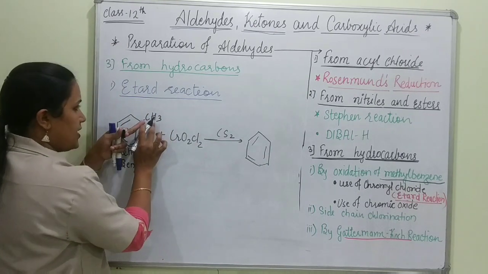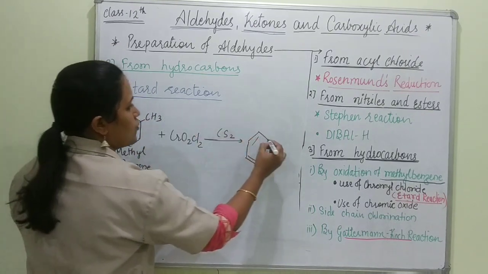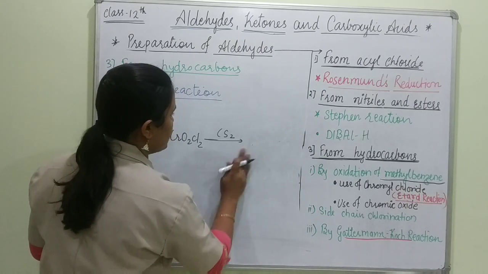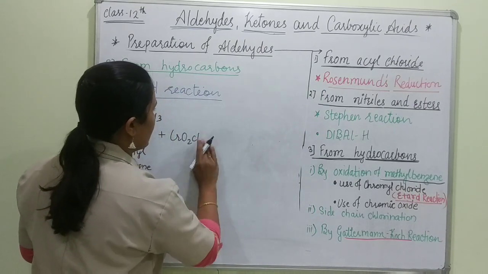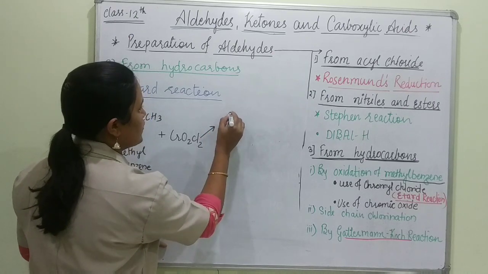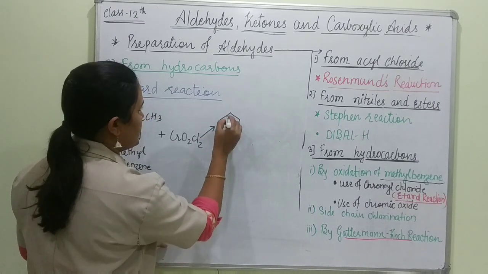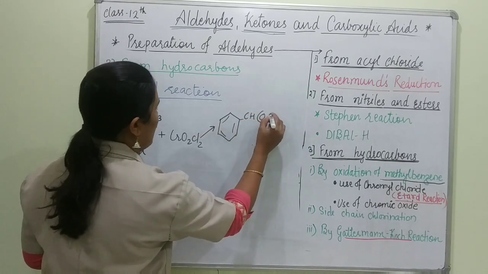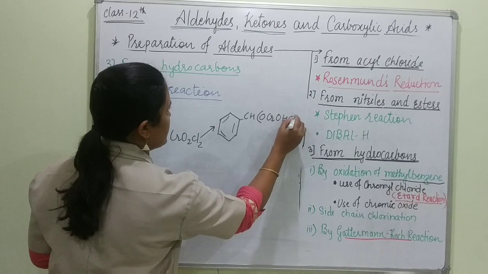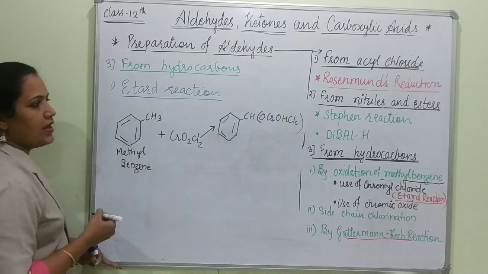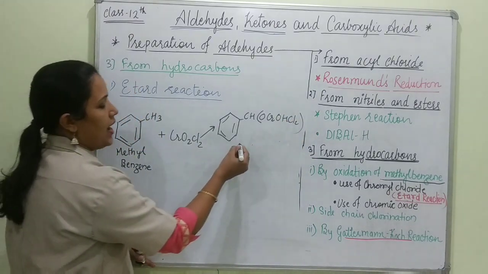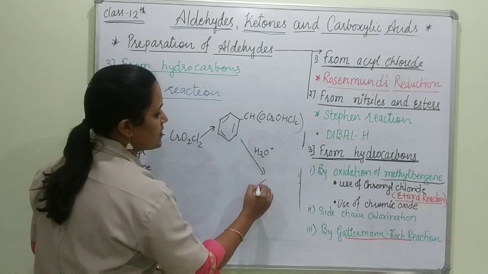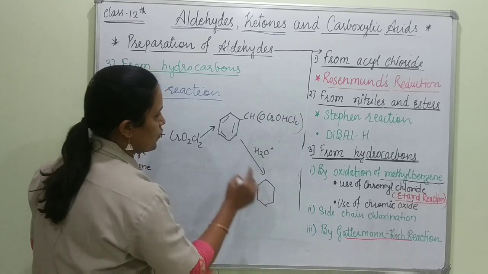Let's see. Here, as we know, CH3, so they are forming this chromium complex. In this way I will be writing it here, the chromium complex. I will be showing it in this way. Okay, chromium complex here. They are forming CH in bracket O, CrOHCl2. In this way they are forming the chromium complex.